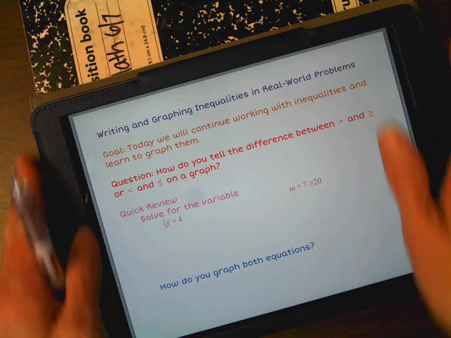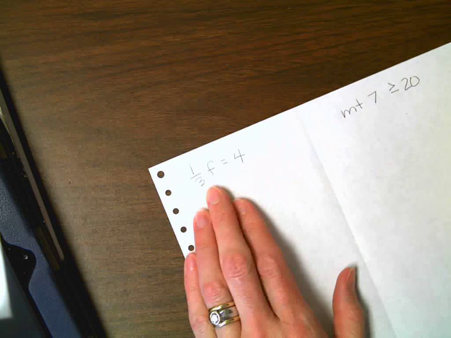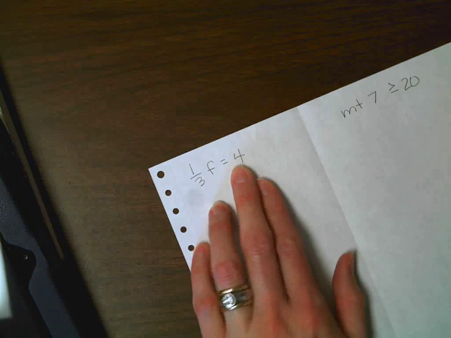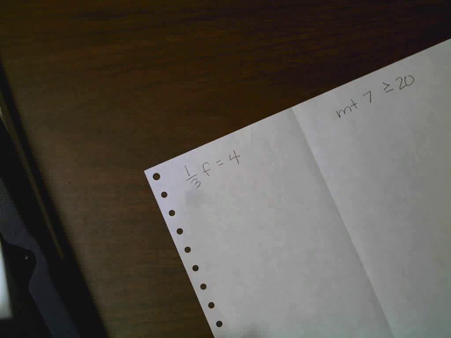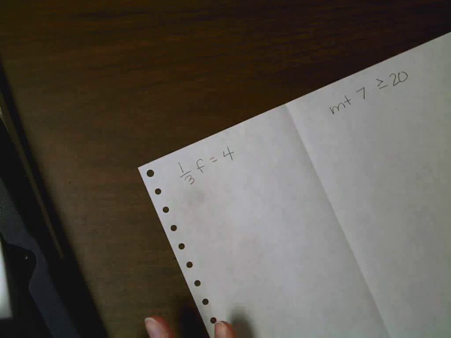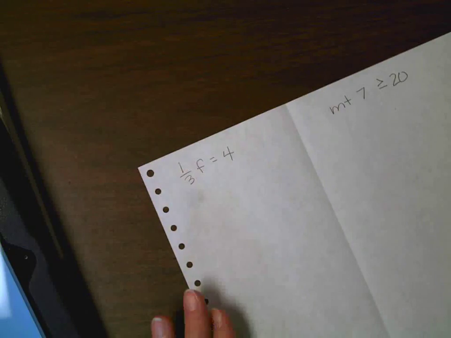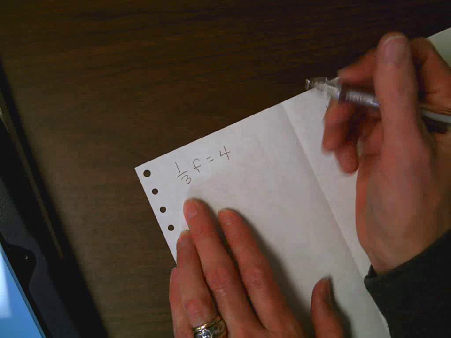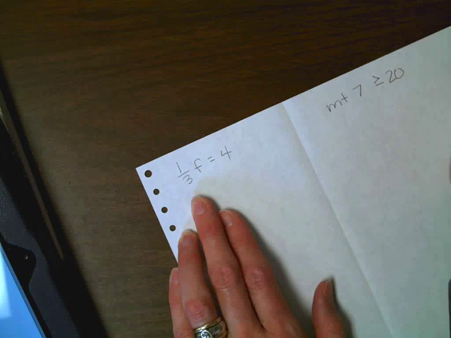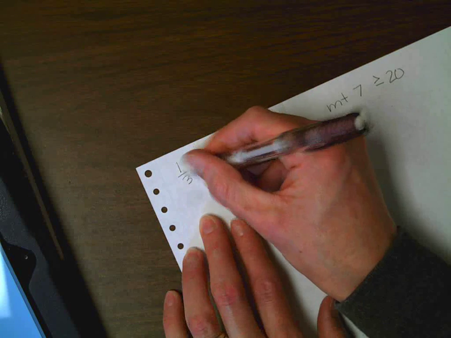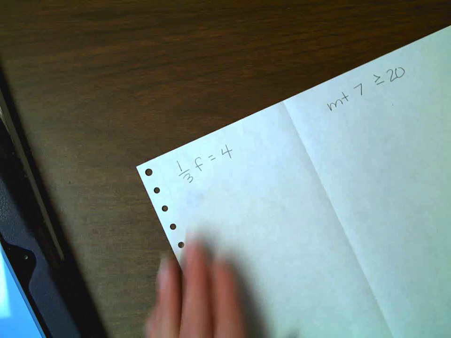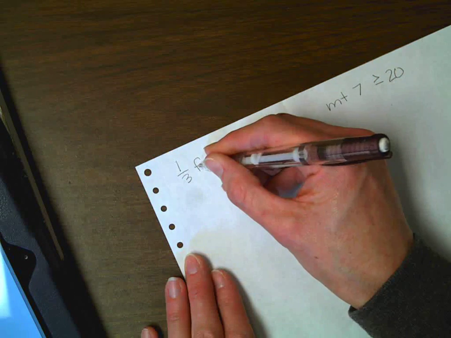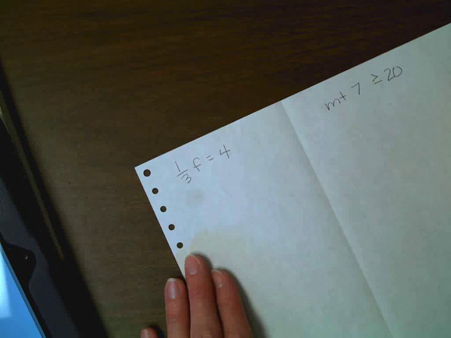Okay. So I'm going to move this over here just for a minute so that we can look at these two problems that we have. So we have 1/3 f equals 4. So first thing that I want to reiterate, because yesterday when I was walking around watching kids work on their problems, I was noticing that some of you don't have a clear idea of what I am wanting you to do when you see a problem like this. What this means, if we read it out loud, is it means I'm going to take 1/3 times f, and it's going to give me an answer of 4. So I'm going to take 1/3 of a number, and it's going to give me an answer of 4.